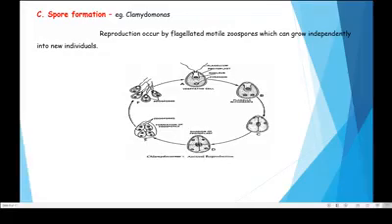Each cell has two flagella-like structures. Here you can see two flagella are shown. These cells with two flagella are called zoospores. With time, these zoospores rupture and break the membrane of the mother cell. Finally they come out of the mother cell, and all these zoospores individually convert into a new Chlamydomonas.